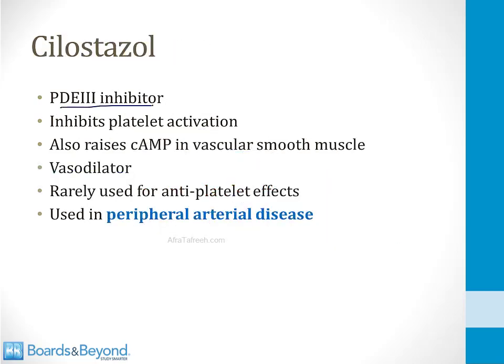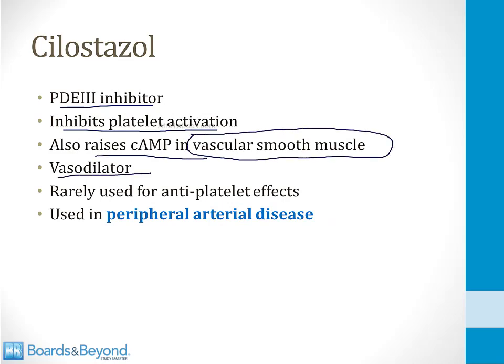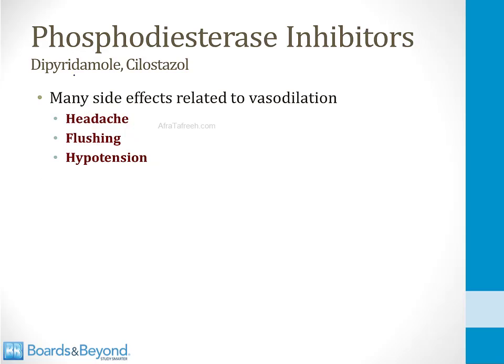Cilostazol is a PDE3 inhibitor that inhibits platelet activation, and it does this by raising the cyclic AMP level in platelets. However, it also raises the cyclic AMP level in vascular smooth muscle, and this leads to vasodilation. This drug is rarely used for its antiplatelet effects. However, it is often used in peripheral arterial disease. It's used in this situation because it's a vasodilator and it can increase blood flow to the lower extremities and decrease symptoms of claudication.